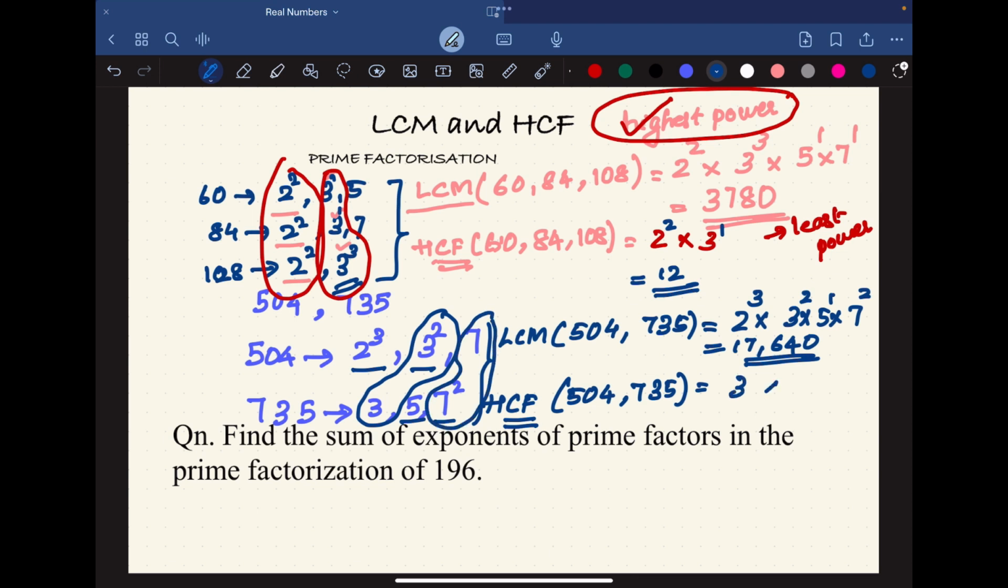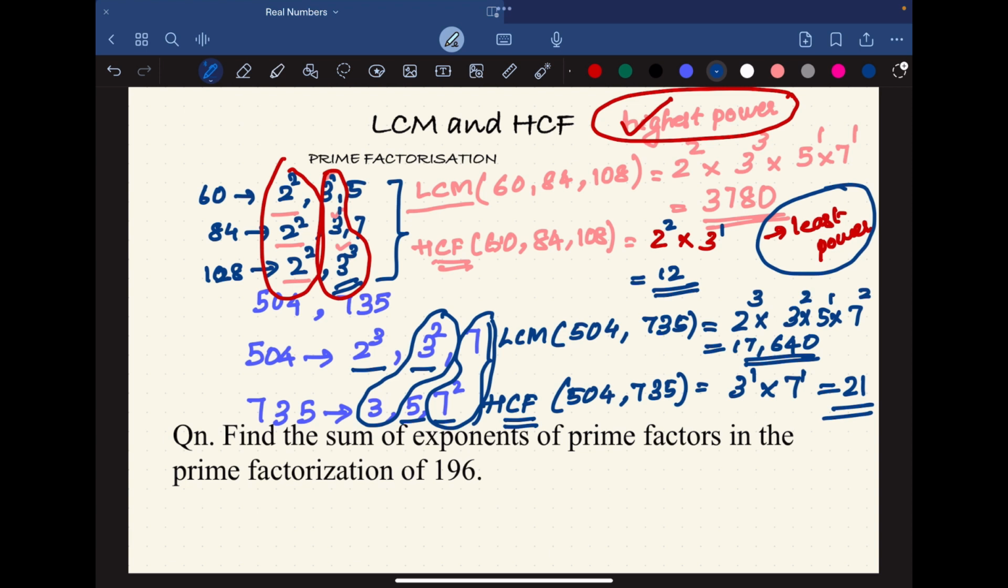So 3 and 7 I am writing, and this is the highest common factor, and I have to check for which power? The least power, right? Just opposite. For the highest common factor, we will check the least power. So 3 raised to 1 is the least power and 7 raised to 1 is the least power. So the HCF will be equal to 21. Is that clear, all of you, how to choose the LCM and HCF once you are done with the prime factorization? Now, here is another question.